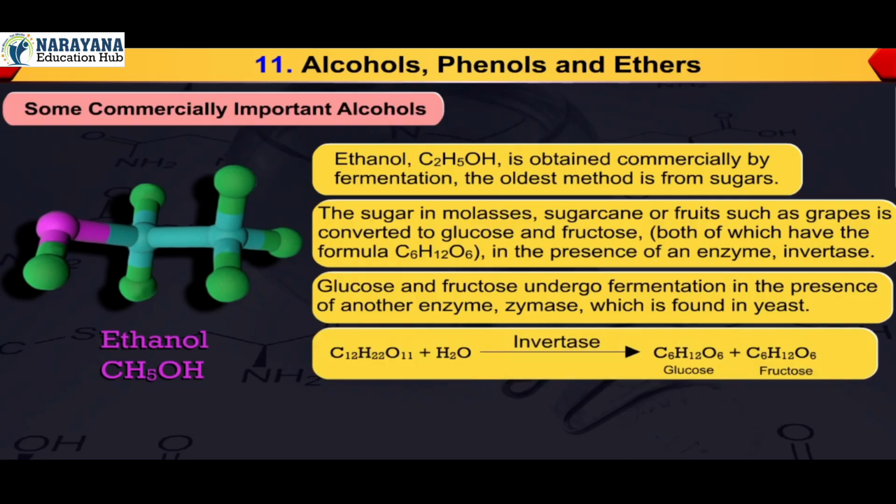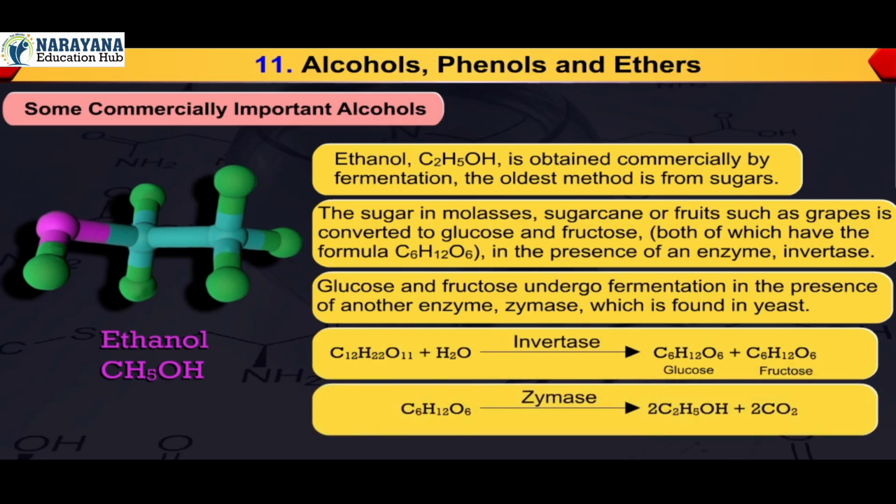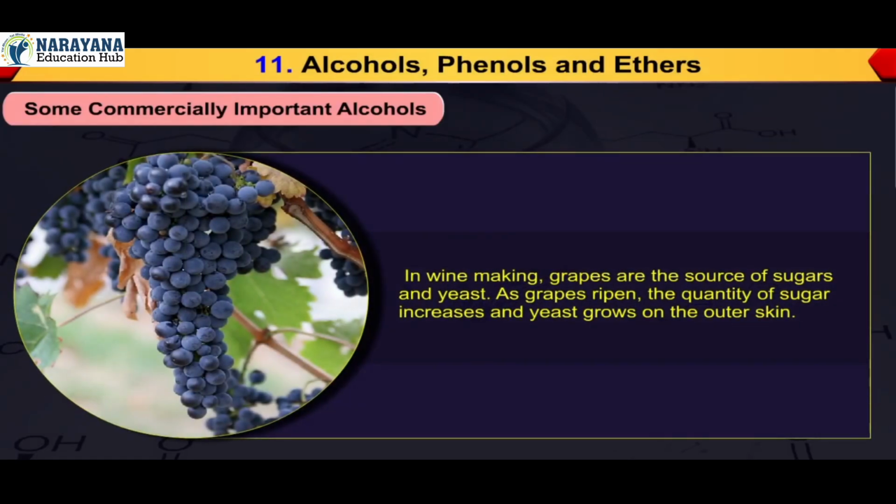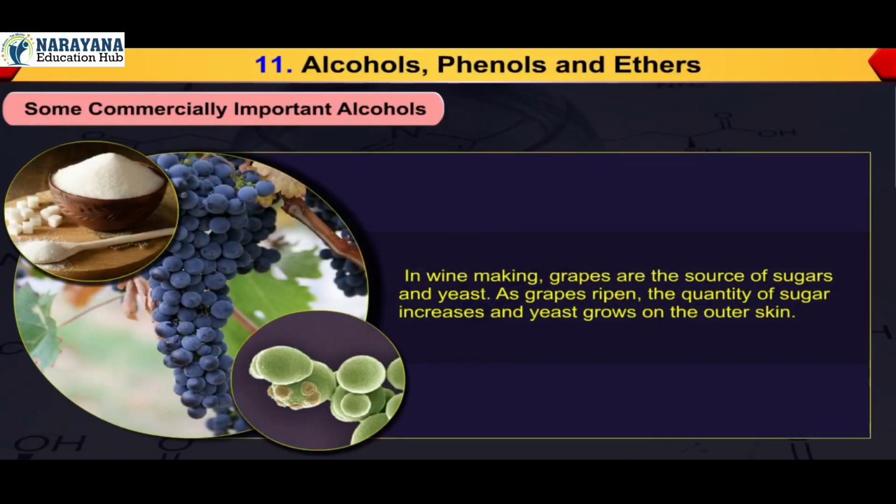C12H22O11 + H2O gives C6H12O6 + C6H12O6. C6H12O6 gives 2C2H5OH + 2CO2. In winemaking, grapes are the source of sugars and yeast.